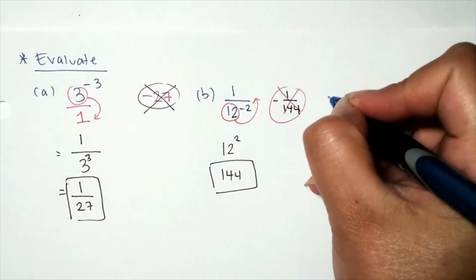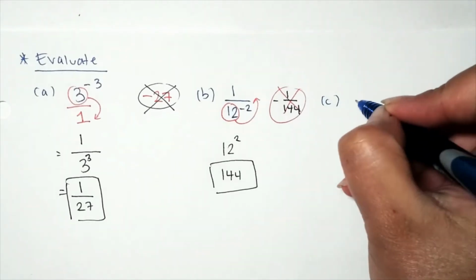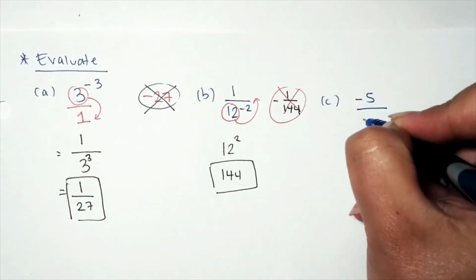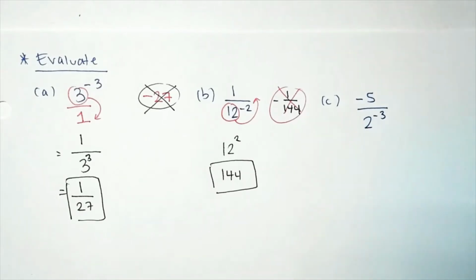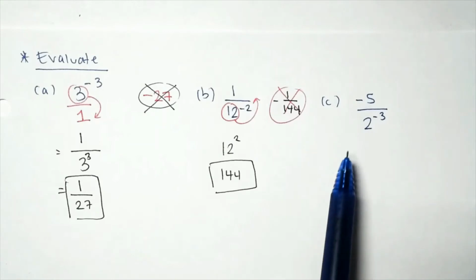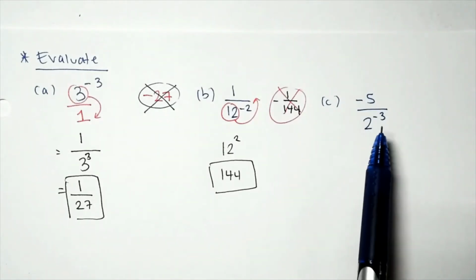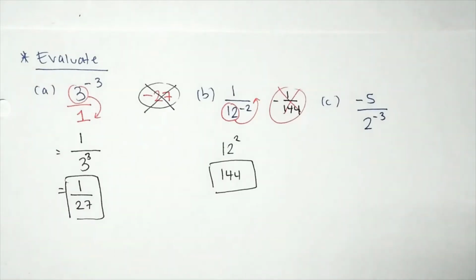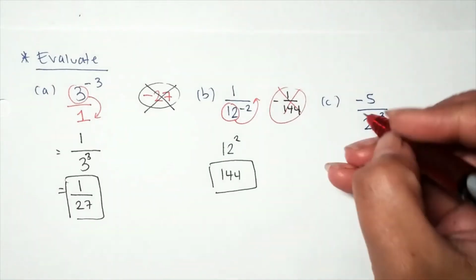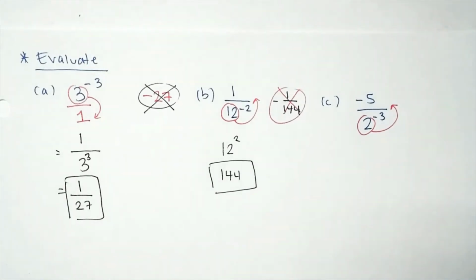For the grand finale of these problems, we have -5 over 2 to the -3rd power. First things first, before we can divide these two, let's fix it so this exponent is positive. To do that, we're going to move this 2 to the other side of the fraction bar.